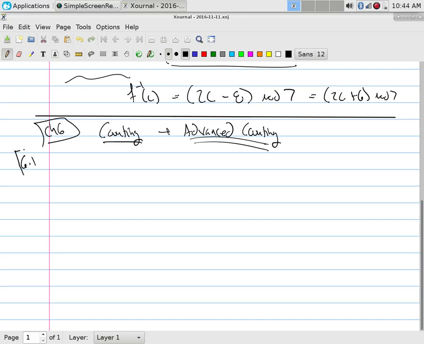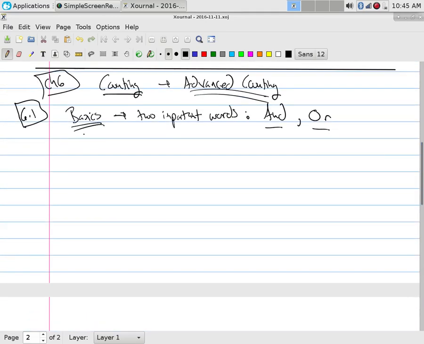So for 6.1, which is the basics of counting, it covers two words that are important. Two important words: and, or. The word and and the word or are used when I want to count how to do something. So I want to count the number of ways to do a task, and that's one of the ways we can talk about this. And so here's the problem.